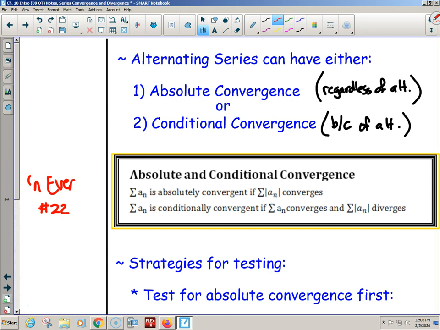As far as the strategy, the hard thing is if they ask you for absolute or conditional, you could go looking for absolute, and if it converges, you're good. It's absolutely convergent. But if it doesn't converge, you have to go looking at the alternating series test. You could go looking at the alternating series test right away, and then go backwards to absolute convergence. You guys will just kind of feel it out as to which would be more strategic or which would be easier.